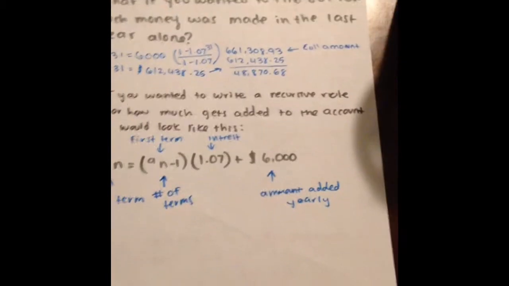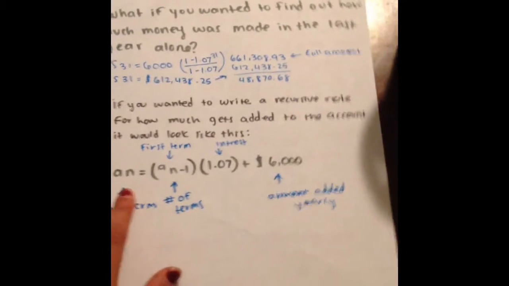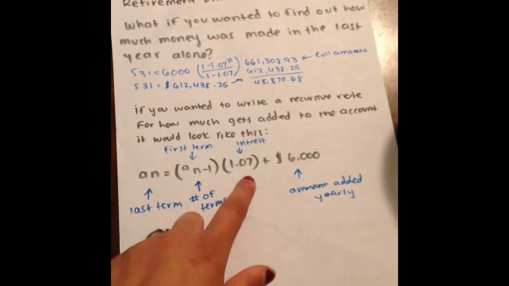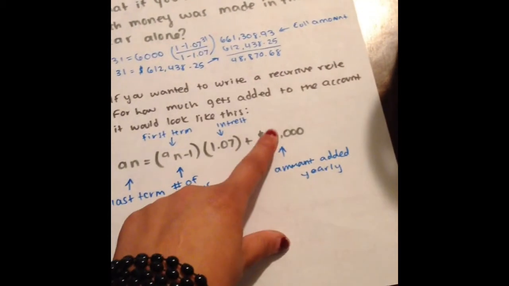48,870.68. If you wanted to write a recursive rule of how much gets added to the account, it would look like this. This is our little formula. We just plug it in. This would be our first term, our interest, our last term, and our number of terms, and the amount added yearly.